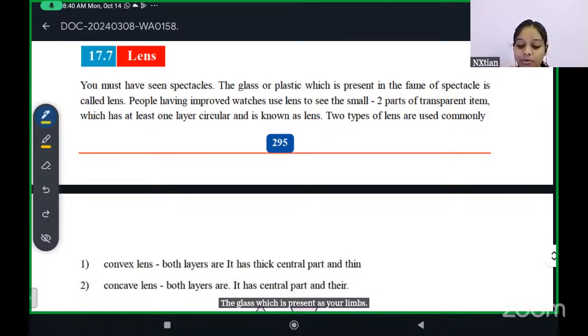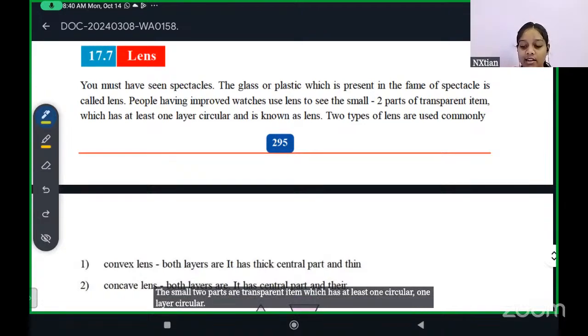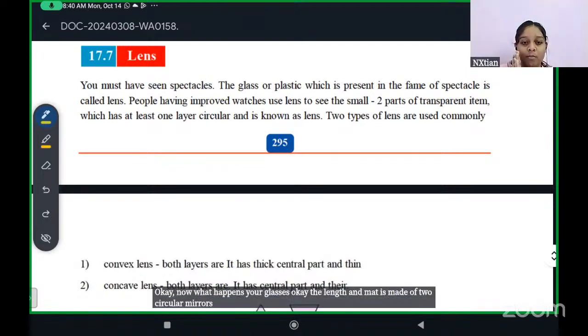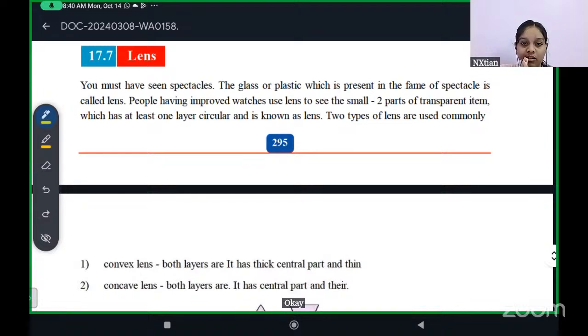People with weak eyesight use lenses to see small things. A piece of transparent material which has at least one curved surface is known as a lens. A lens is made of two circular surfaces placed together. Now your lens can be a concave lens or a convex lens.